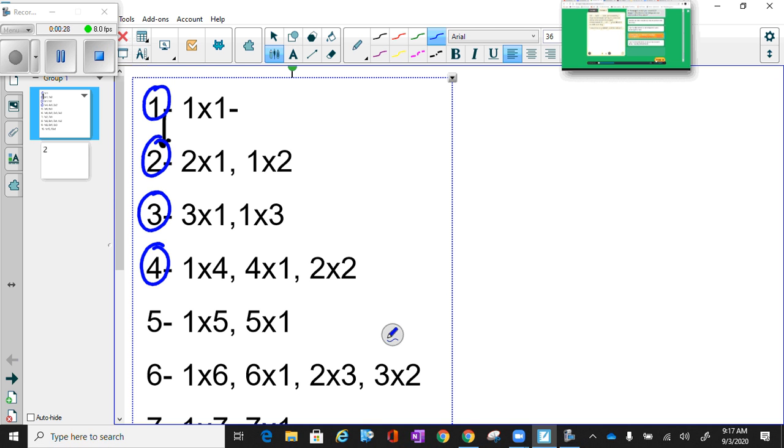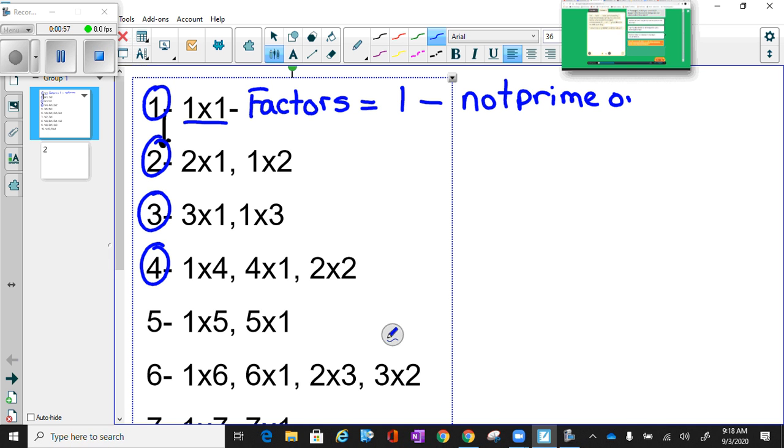So what I did here is I showed you, starting with the number 1, the only multiplication facts that make 1. 1 times 1 is the only multiplication fact that makes 1, which means the only factor for the number 1 is 1. 1 is an unusual number, and 1 is considered not prime or composite. And it is the only number in the whole number system that only has one factor and is not prime or composite. Okay? Because it only has one factor.